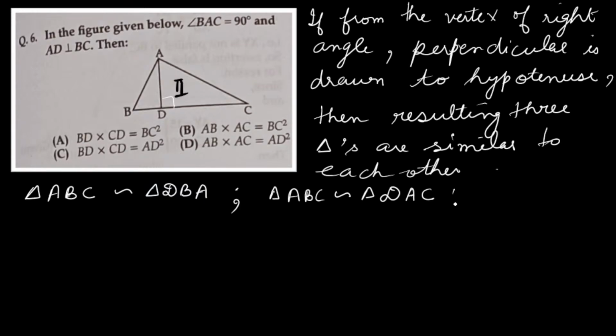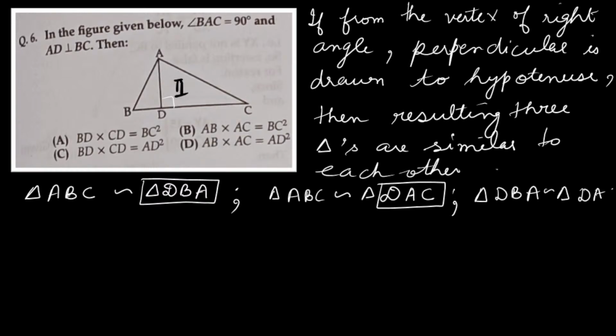And then the third one, how to name? See these two: triangle ABC is similar to DBA, triangle ABC is similar to DAC, and triangle DBA is similar to triangle DAC. This also you can name in the same way. We can write triangle DBA is similar to triangle DAC. Very carefully you have to name. Now when from the vertex of the right angle you draw a perpendicular, all three triangles will be similar.